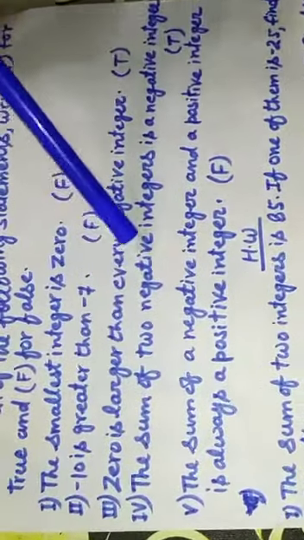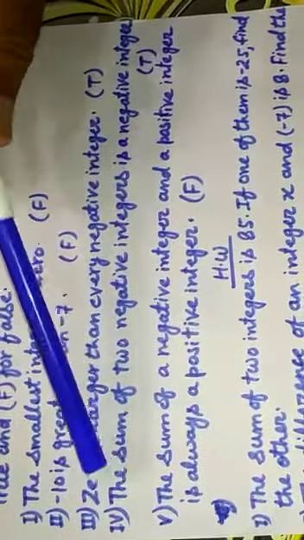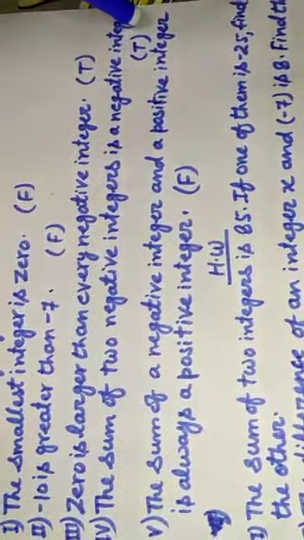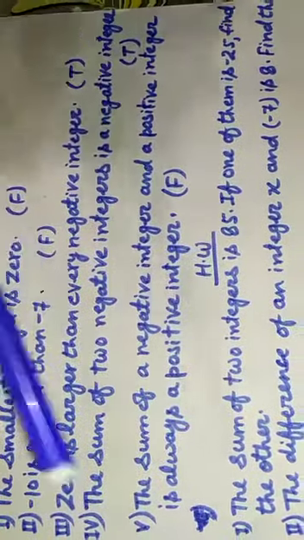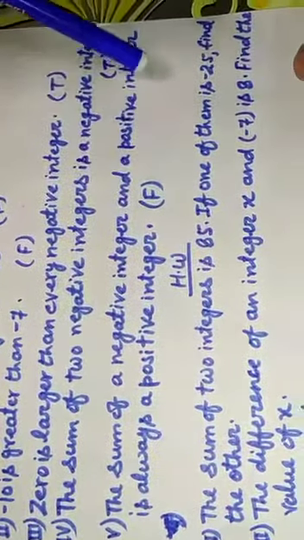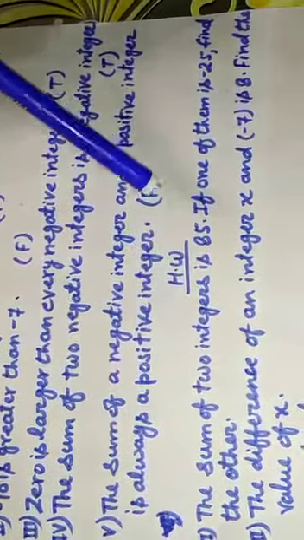0 is larger than every negative integer, it will be true. The sum of two negative integers is a negative integer, it is also true. And fifth is: the sum of a negative integer and a positive integer is always a positive integer, false.